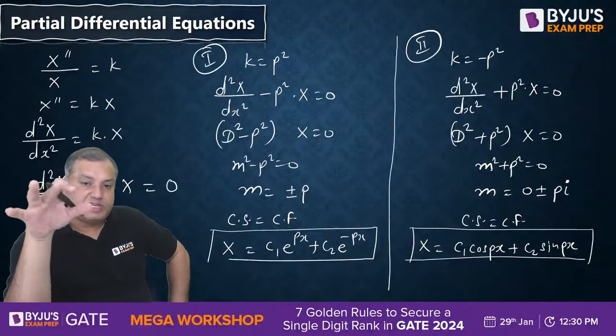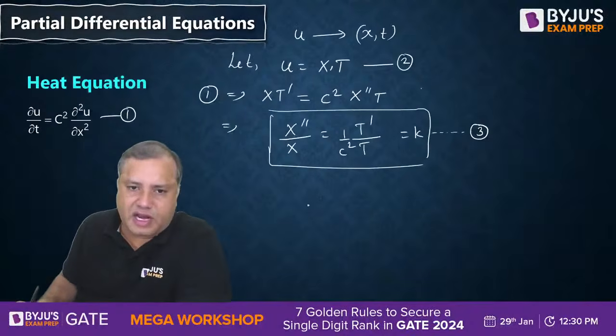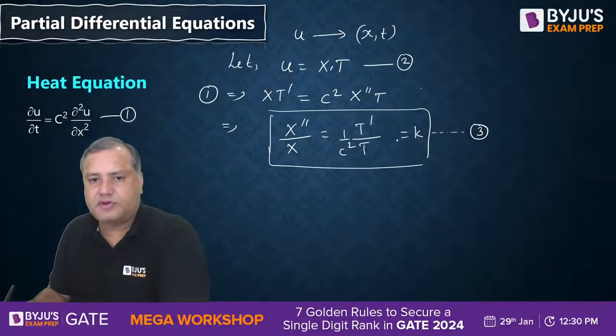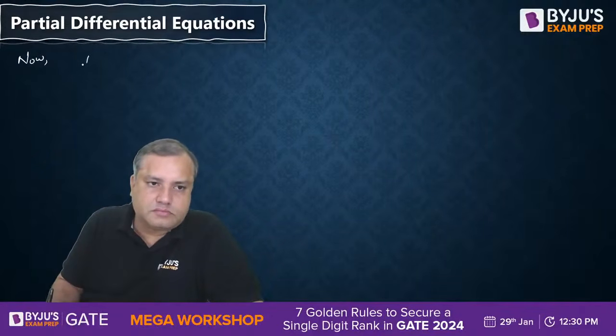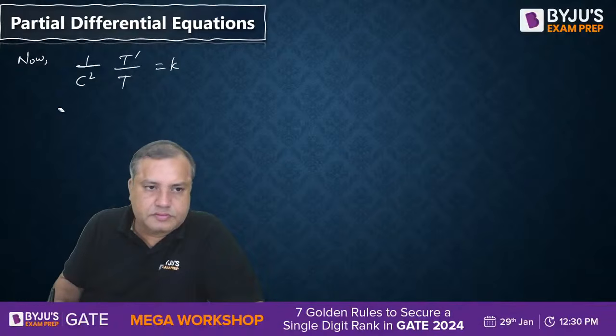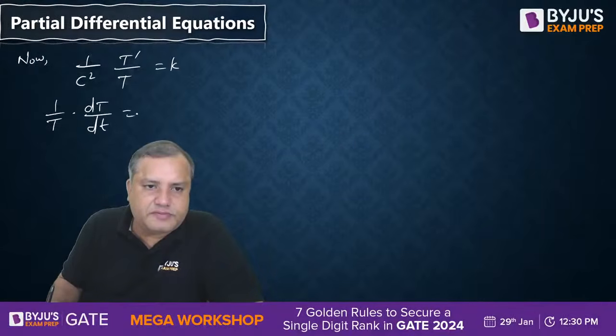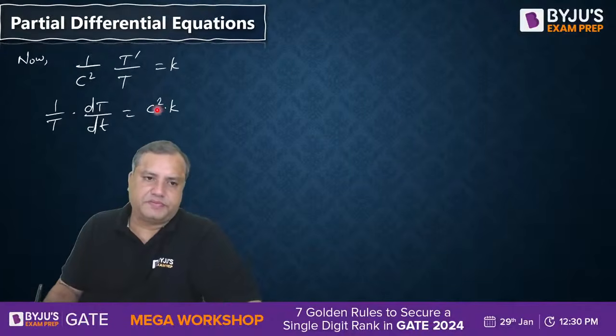Now this is okay. Now we will solve the another part. I will solve the another part. Another part is 1 by c square t dash by t equal to k. Okay, sir. So 1 by t is out. T dash means dt upon small dt, equal to c square k.